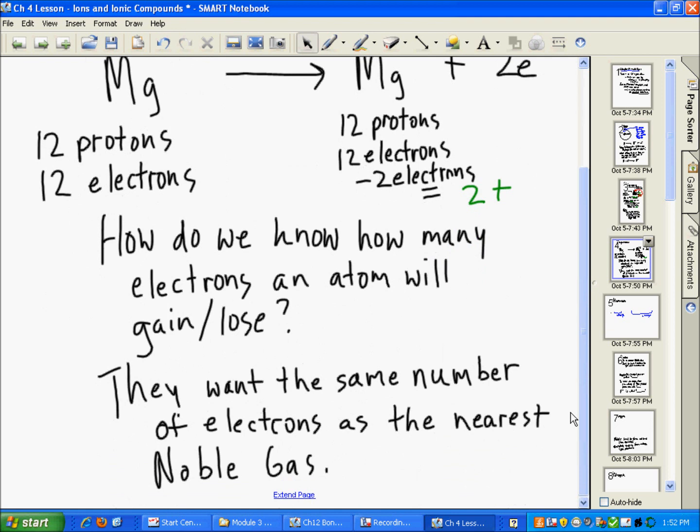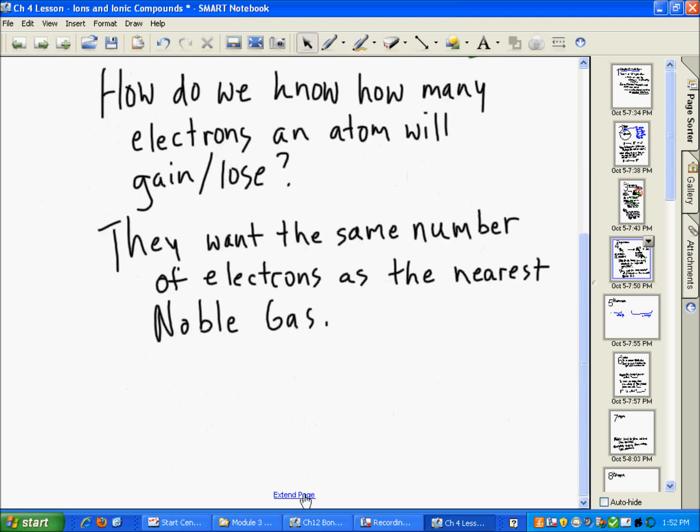The answer to that is that what elements like to do is they'd like to have the same number of electrons as the nearest noble gas. So the noble gases are the elements to the furthest right of the periodic table. So it's that last column in the periodic table, which would be column number 18. And that group is called the noble gases. And the reason they're called the noble gases is because they're snobby. They don't like to react with anyone. They don't want to associate with anyone. So in that sense, they're snobby or noble.